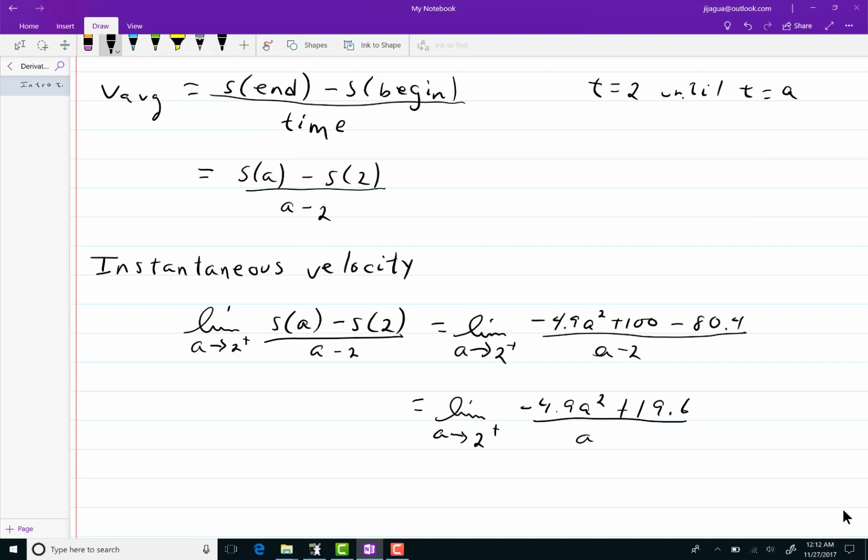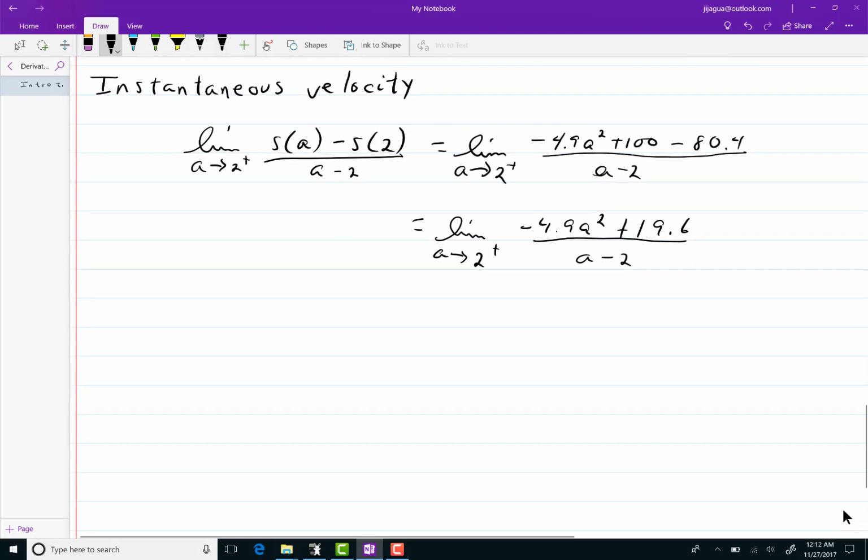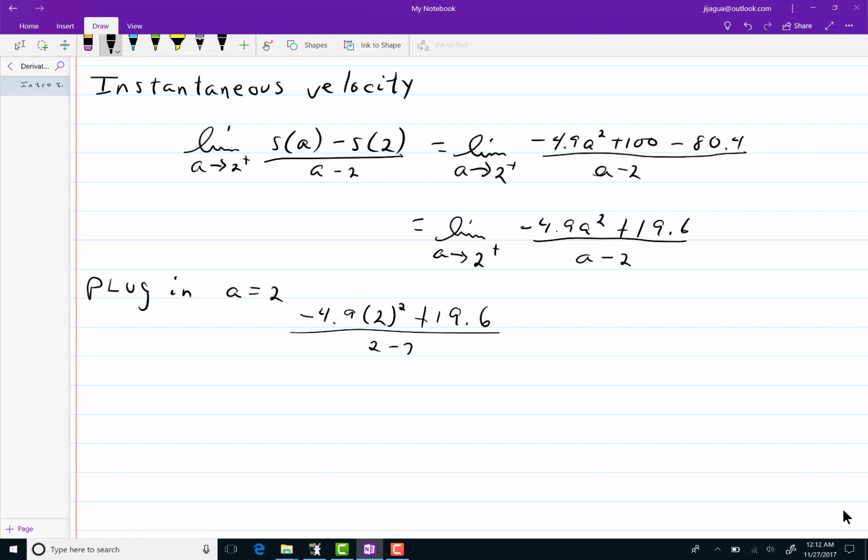Now, as with any other thing, I'm going to try to plug in a equals 2, and let's see what happens. So I would get negative 4.9 times 2 squared plus 19.6 all over 2 minus 2. This is not looking good. I hope the numerator comes out to be 0. At least then I'll have something to deal with. So negative 4.9 times 4 is 19.6. So we happen to get 0 over 0. So I cannot do this.